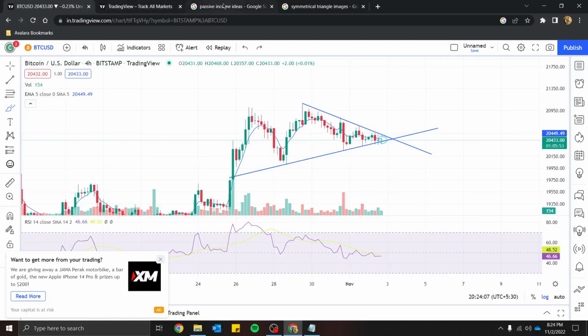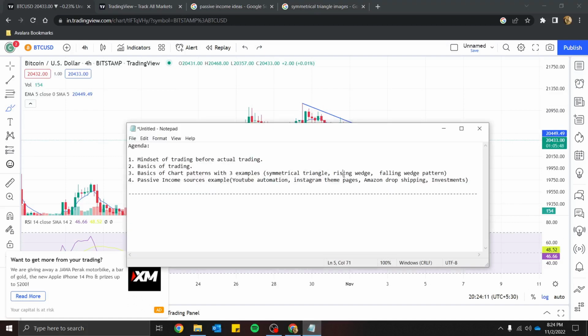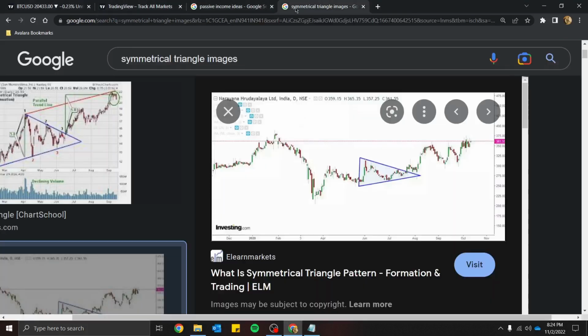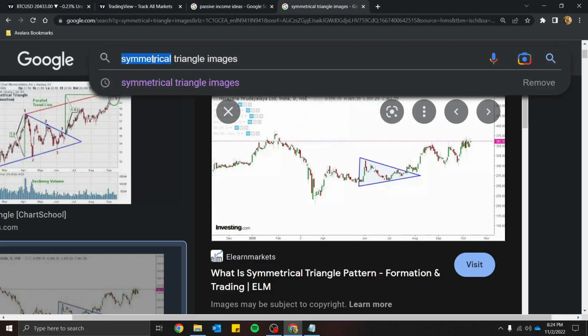Okay, so that was all. Our next pattern is the rising wedge pattern. So let's quickly move to the rising wedge.